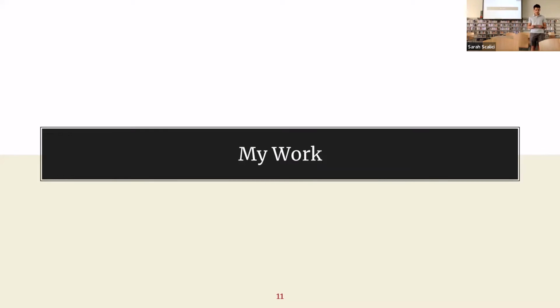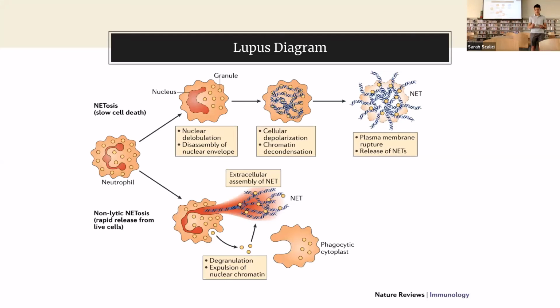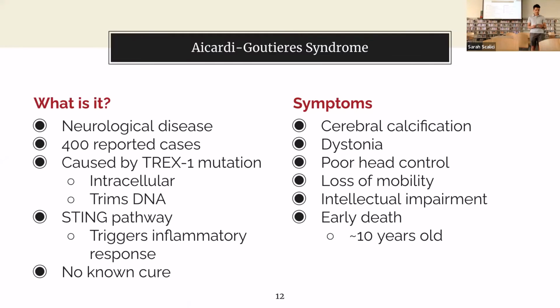So now that we know how the lab works, I want to talk about what I focused on during my time. The project I was invested in most was in a study focused on Aicardi-Goutieres syndrome. AGS is an extremely rare neurological disease with only 400 reported cases. We were focusing on a model caused by a knockout in the TREX1 gene.